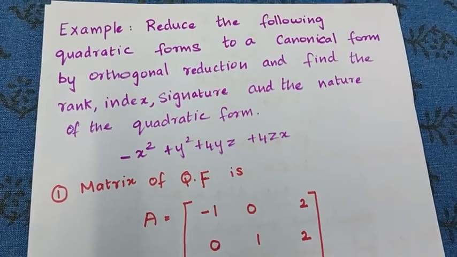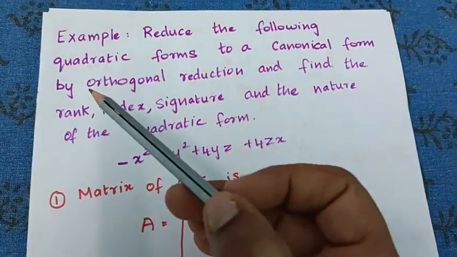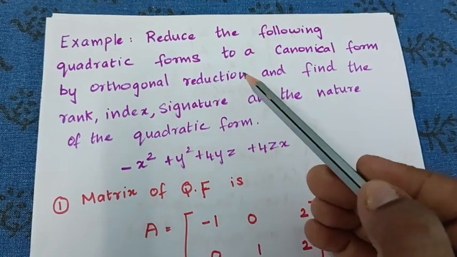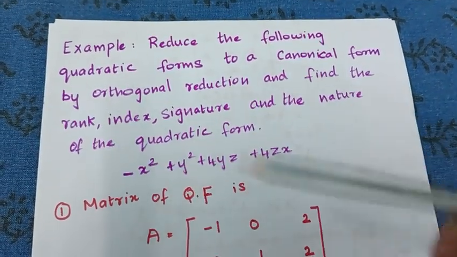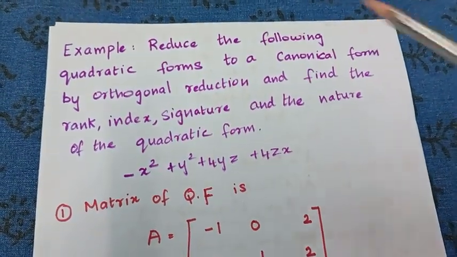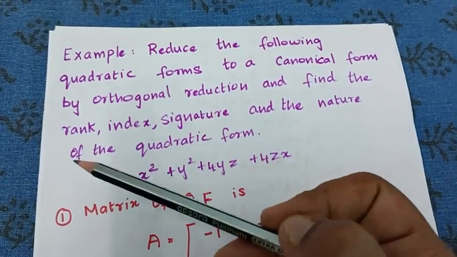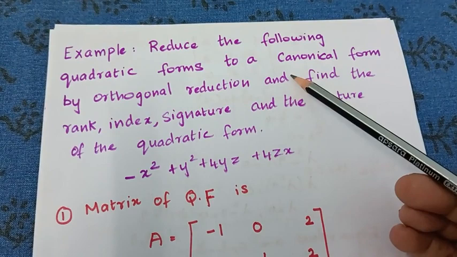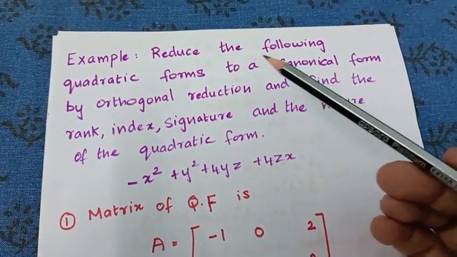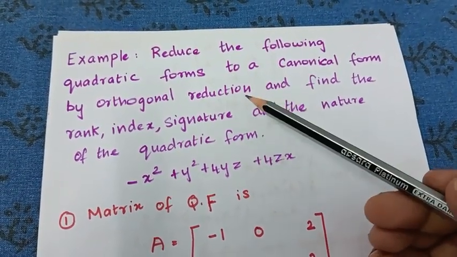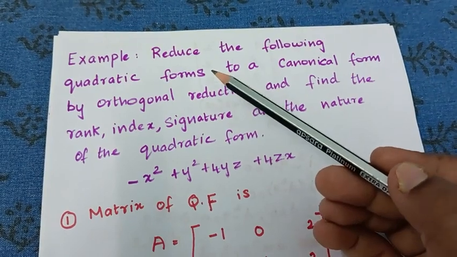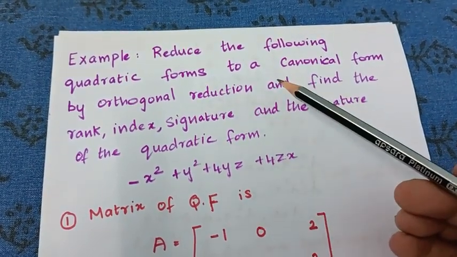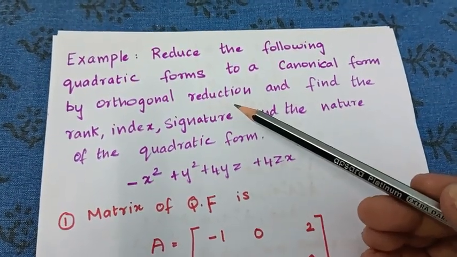Hello friends, today we are going to see about the reduction of quadratic form to canonical form. This video I have explained in English. Already we have seen how to reduce a quadratic form to a canonical form. Then we have solved an example. So here is another example for how to reduce the quadratic form to a canonical form by orthogonal reduction.